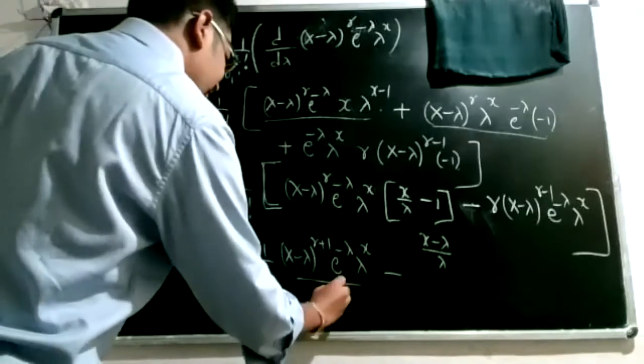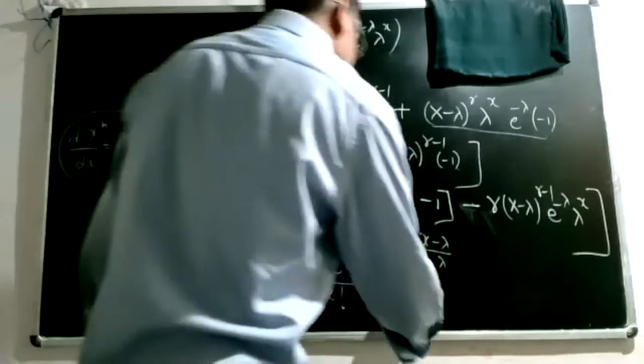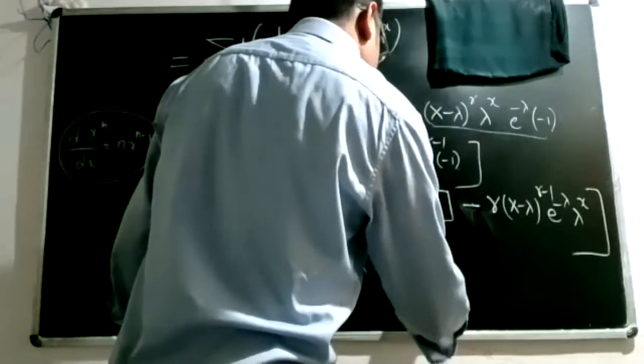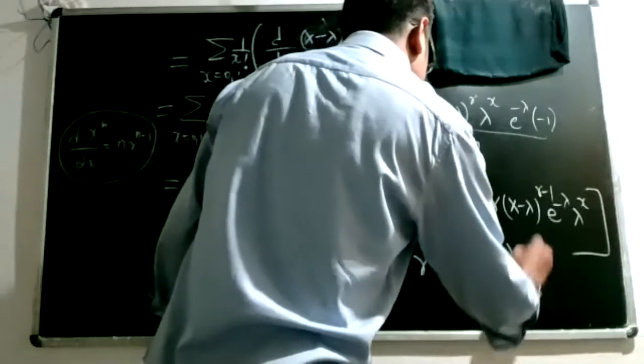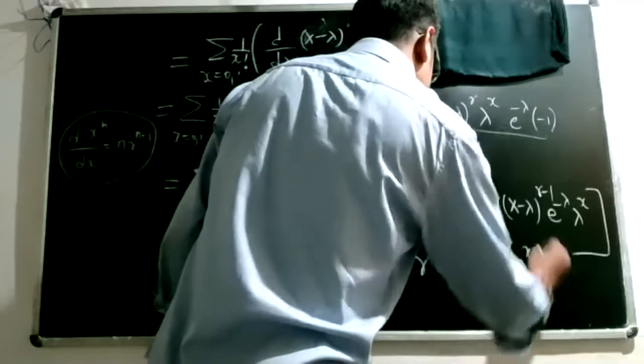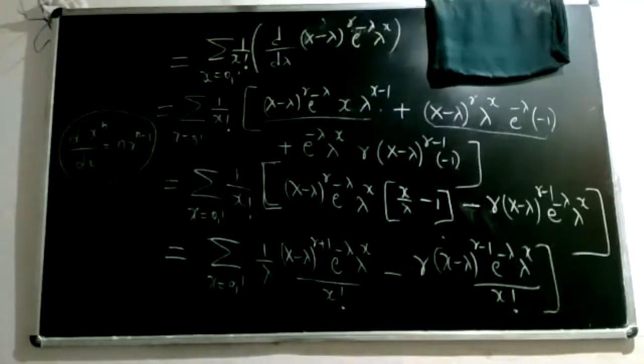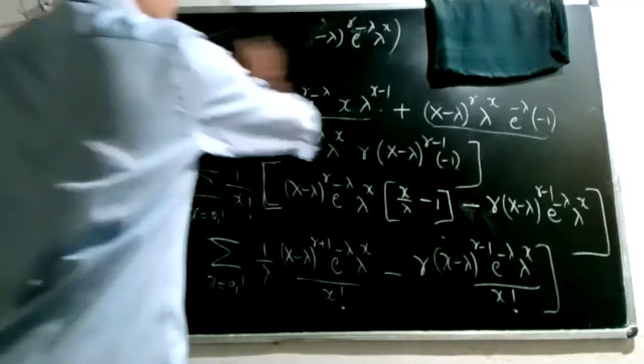Again, I'm sending that x factorial inside. So I'll have r into (x minus lambda) power r minus 1, e power minus lambda, lambda power x by x factorial. Now send the summation sign or split the sum.